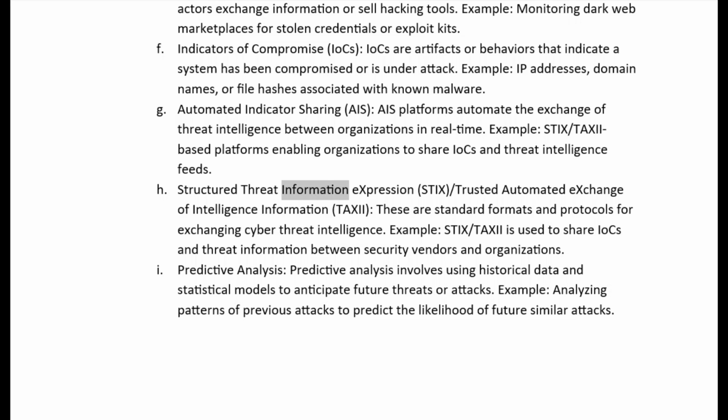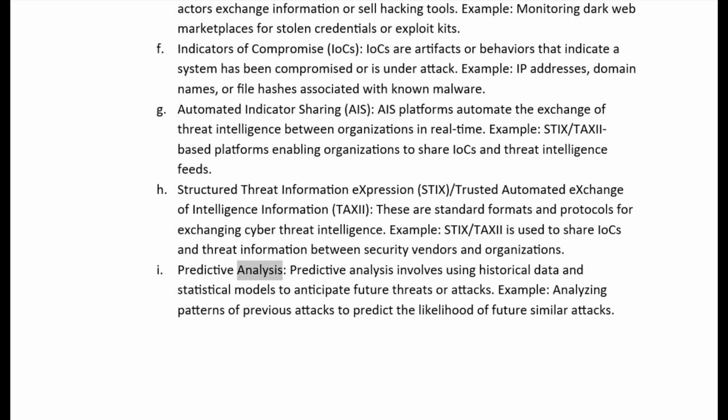Structured Threat Information Expression, STIX, and Trusted Automated Exchange of Intelligence Information, TAXII. These are standard formats and protocols for exchanging cyber threat intelligence. Example: STIX/TAXII is used to share IOCs and threat information between security vendors and organizations.